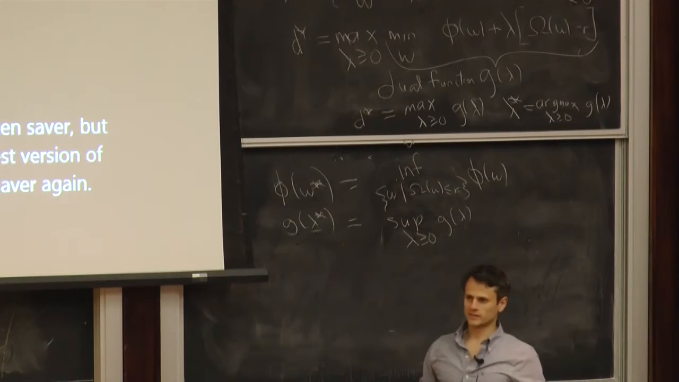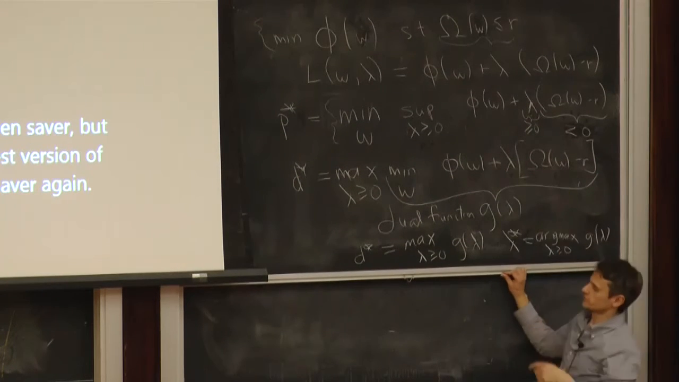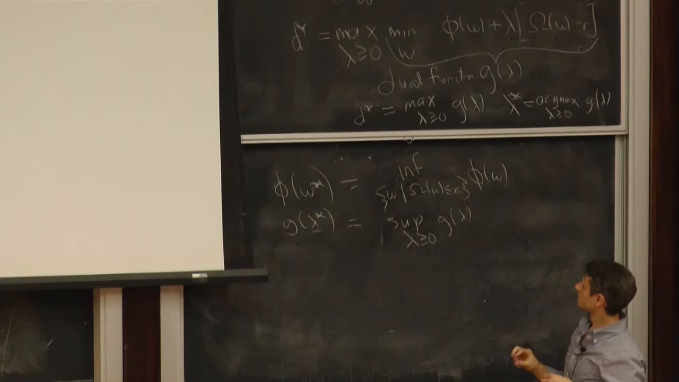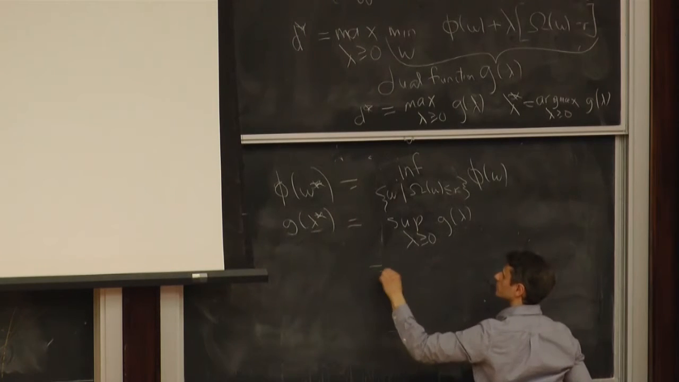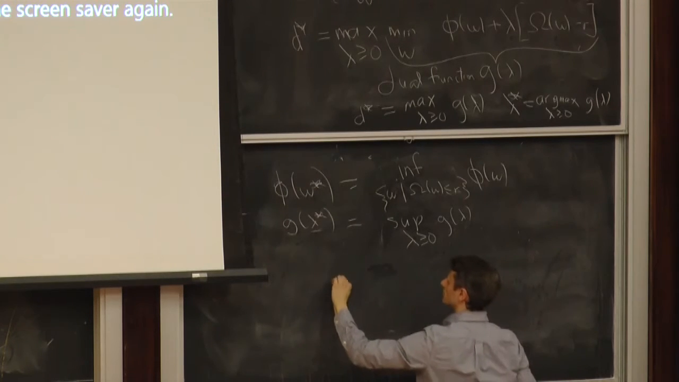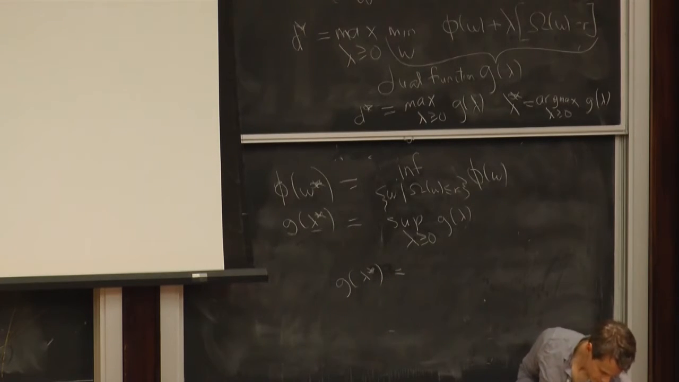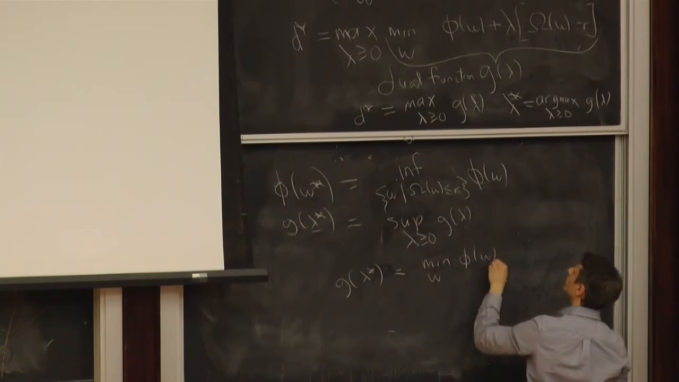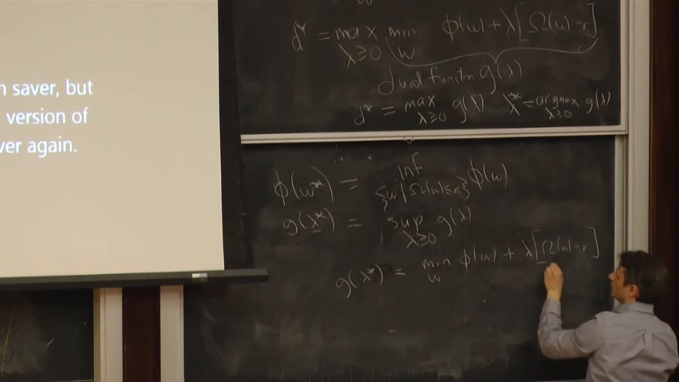Okay. So complementary slackness is trying to show that the product of this and this is equal to zero. Let's expand this a bit. Let's do g of lambda star again and write down the definition: min over w of phi of w plus lambda times omega w minus r.